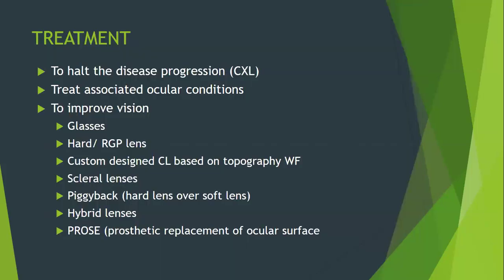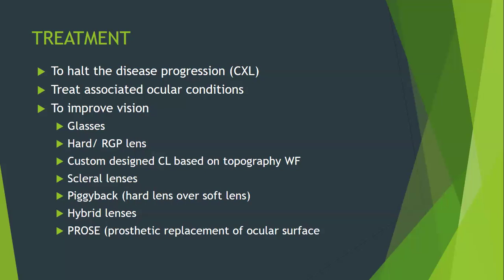So now we go to the treatment part, because we have so much to cover. There are three aims for the treatment. Basically, you want to halt the progression of keratoconus, that is CXL. Again, you have to keep in mind the age of the patient. For younger patients we will do CXL, but we will discuss in detail. The second part is to treat the associated ocular conditions. If there is atrophy, VKC, retinitis pigmentosa, obviously you can't treat that, but you have to mention that you will look for other problems. The third part is to improve vision. There are various ways: you can use glasses, hard or RGP lenses, custom designed contact lenses.